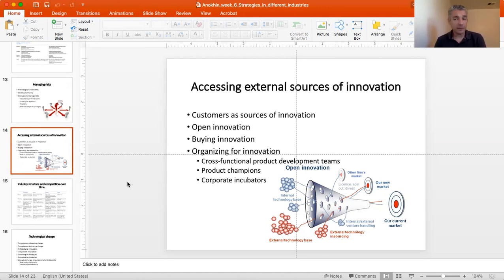You may buy innovation, obviously, right? From licensing patents to buying companies that have innovative ideas. And you also try to organize yourself for innovation, right? So we talked previously about how to structure the company, having a flat structure and certain processes within. But it is also very essential to have cross-functional product development teams.